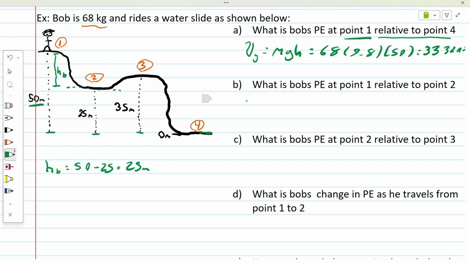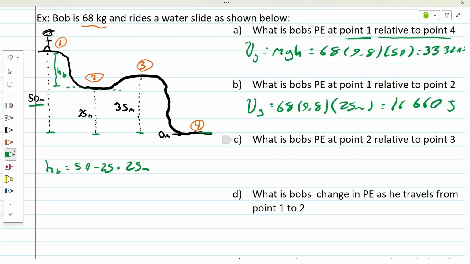So now we can use the same equation we just used and say the mass times gravity times this height from the reference point, which is 25 meters, equals 16,660. Okay. So that shows that even though they're in the same position, he can have different potential energies because the reference is different. And so let's do another one.